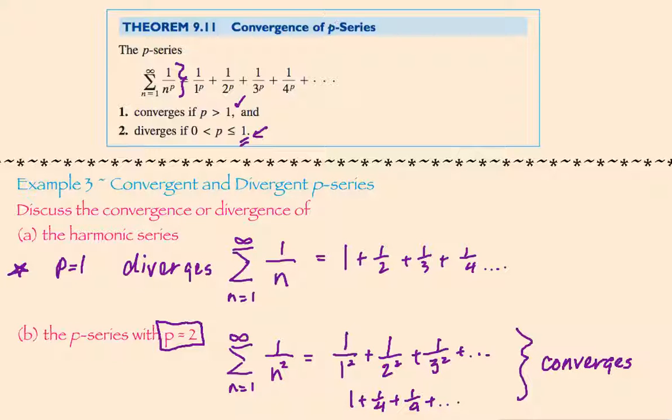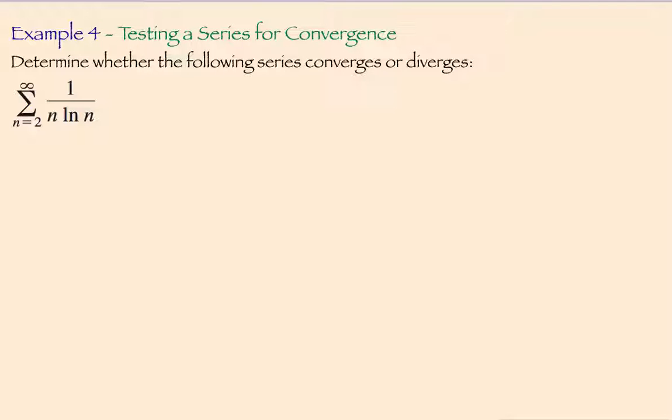Let's look at the last example. In example 4, we're going to use the integral test to test for convergence for this general term, 1 over n natural log of n. And notice that we're starting from 2 to positive infinity, and this is because, as we know, the natural log of 1 is 0. So we can't start at 1, since that would put 0 in the denominator of this term. Therefore, we're avoiding that problem by starting at 2.